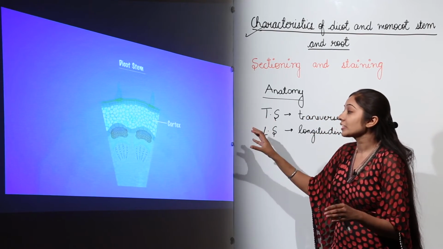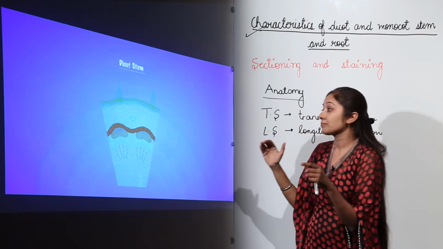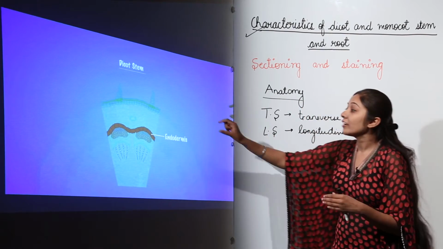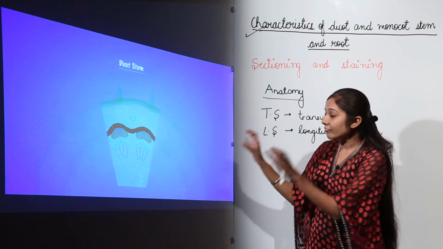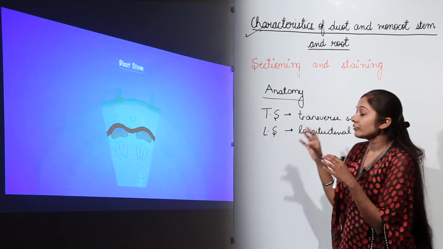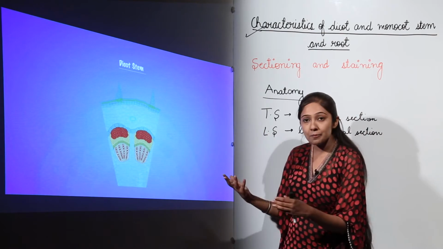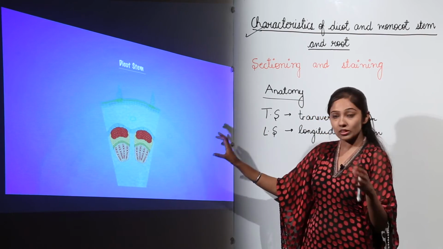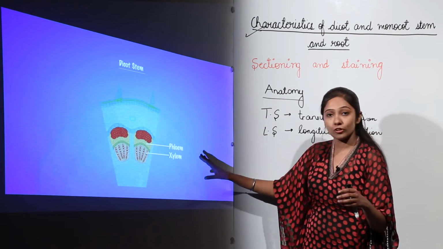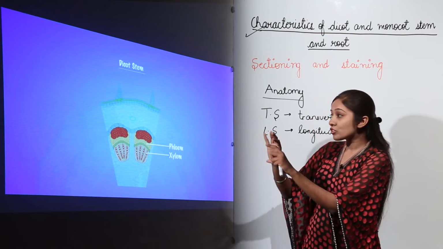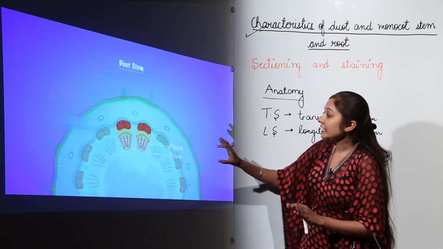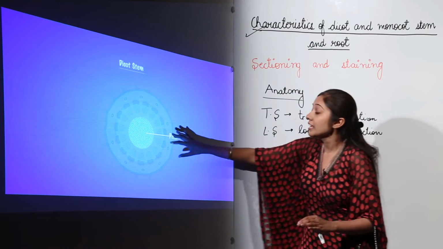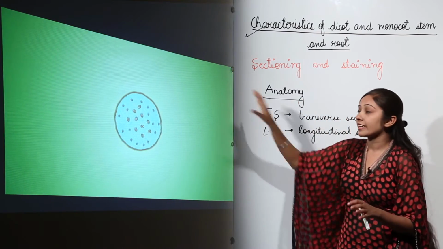And after this cortex, we have a single layer of cells, which are parenchymatous obviously, which form the endodermis layer. Then we have vascular bundles. These vascular bundles are composed of xylem and phloem, and they are wedge shaped. When you see the whole look, they are actually arranged in the form of a ring like structure in case of a dicot stem, and you have central pith also in this case.